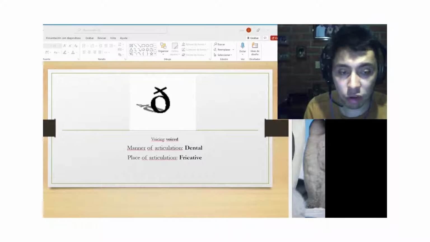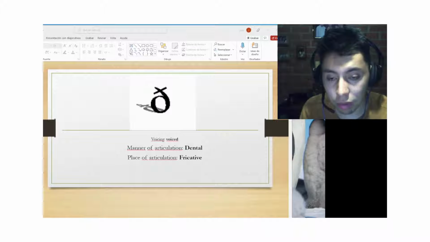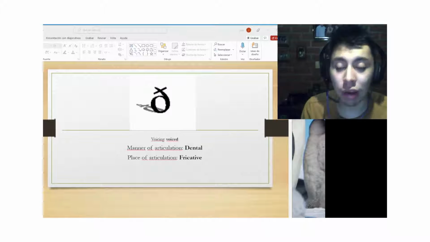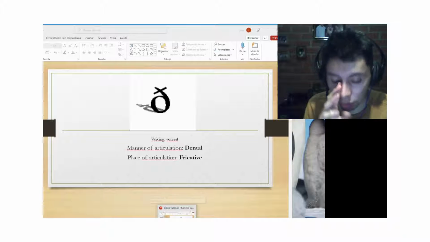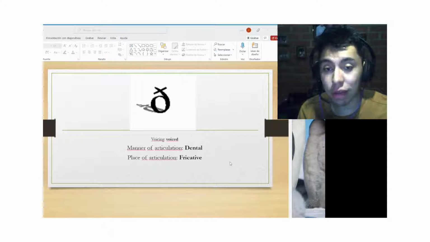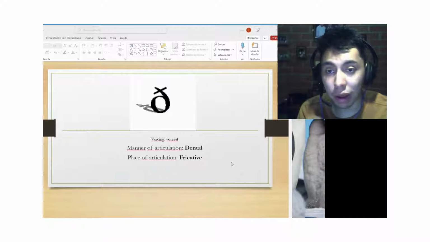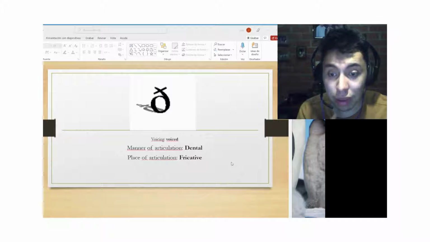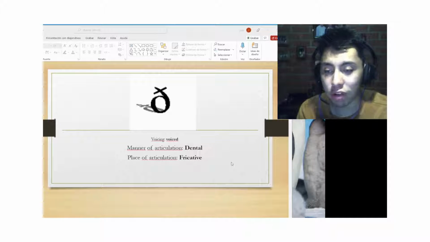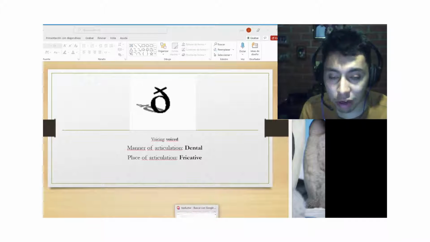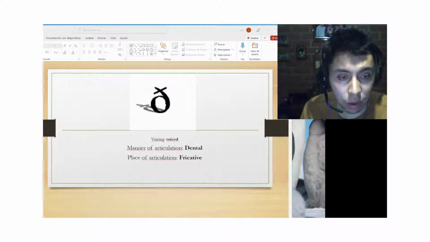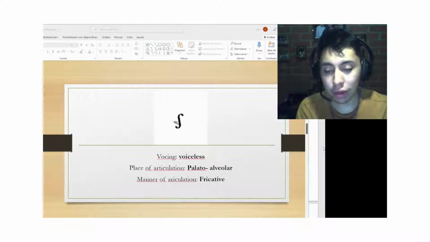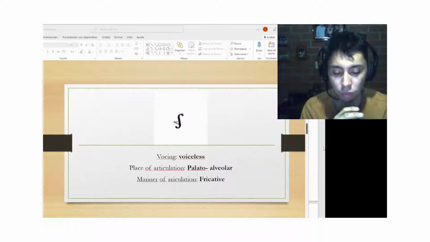Before we continue with the next symbol, I just wanted to remind you that your tongue must be combined with your upper front teeth. It's just a little recommendation to take into account.